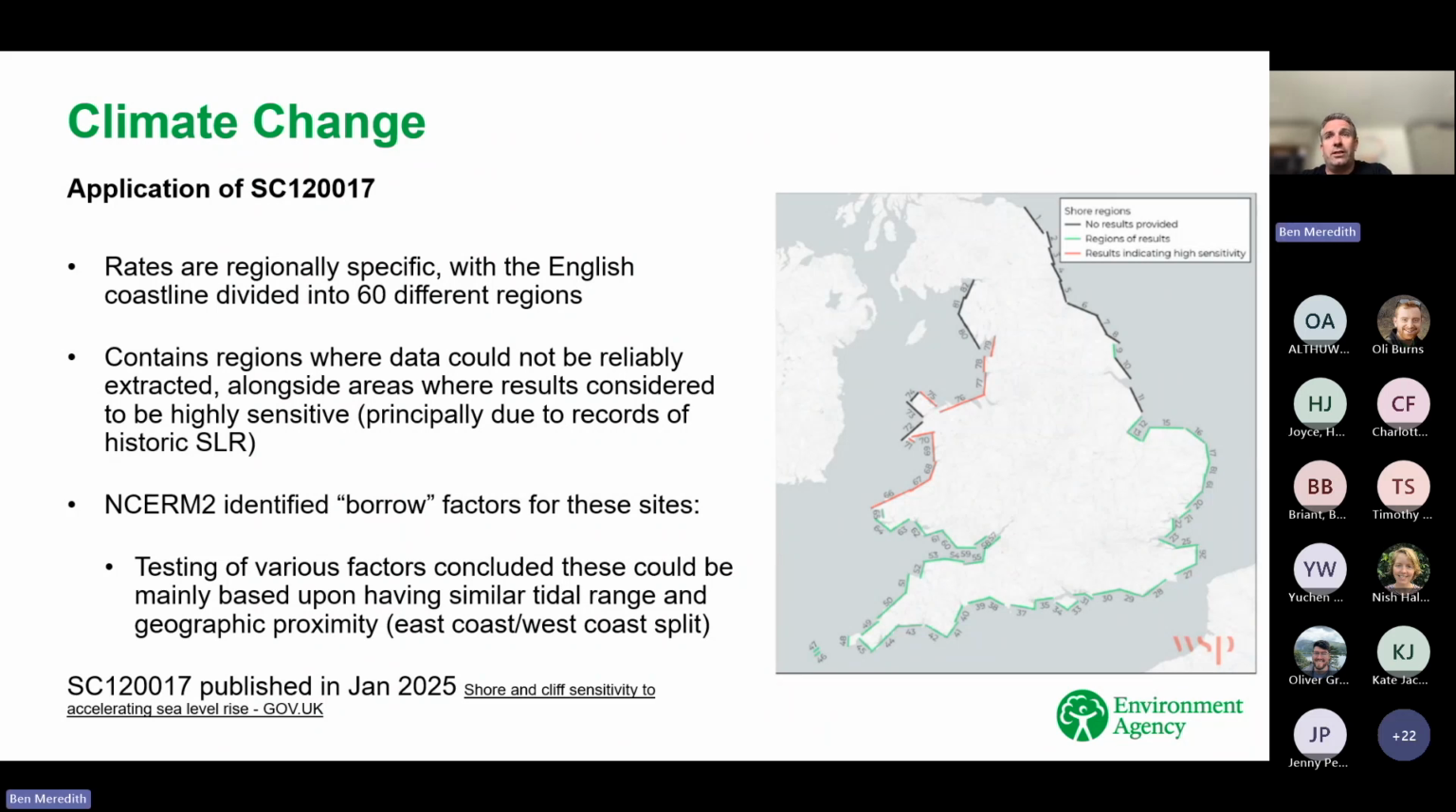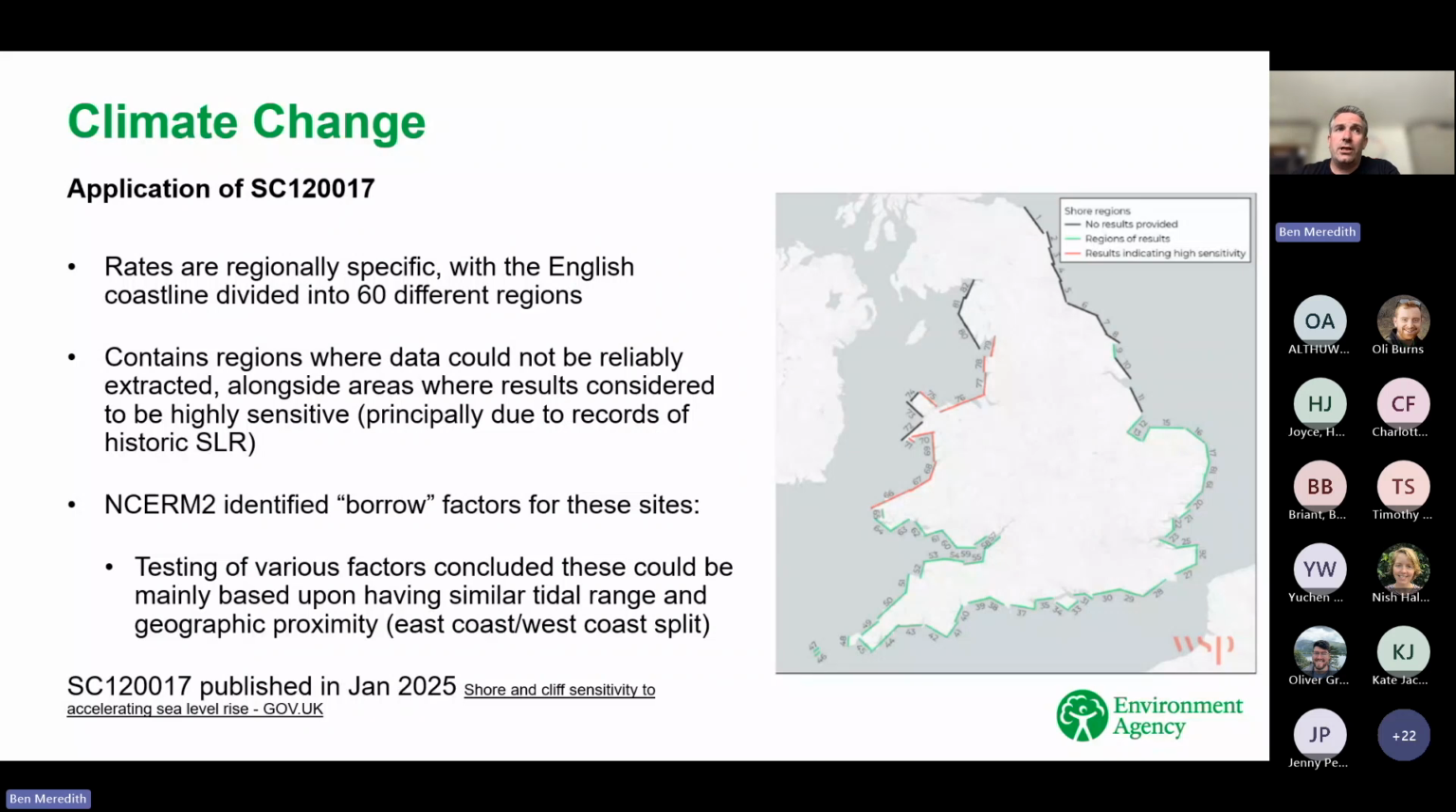And the methods were directly applicable to 60% of the coast. It wasn't applicable for non-cliffed coastlines, and we'll come on to how we dealt with those in a moment. And in some locations, the study considered that no data could be reliably extracted, principally due to records of historic sea level rise, and this occurred mostly in northern regions of the country. The study also identified areas of high sensitivity where erosion may be overestimated.